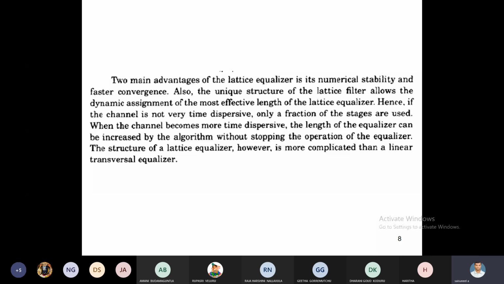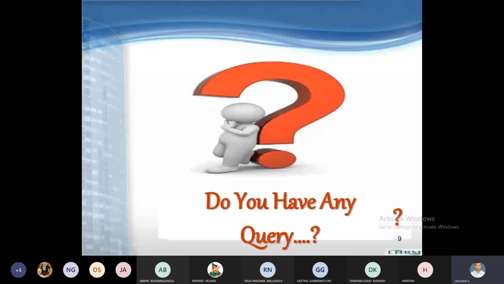This is about linear equalization and the structures of linear equalization, that is transversal linear equalization and lattice linear equalization.